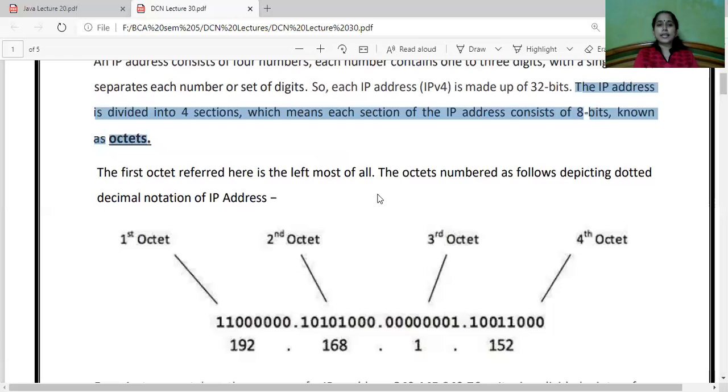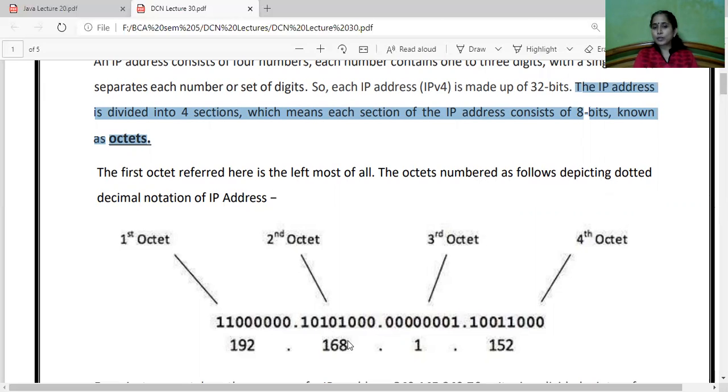The first octet referred to here is the leftmost of all. The octets numbered as follows depict the dotted decimal notation of an IP address. अगर आप 1 1 and 6 times zeros लिखें, तो अगर आप इसको कन्वर्ट करें नंबर कन्वर्जन मेथड से बाइनरी टू डेसिमल, ये आएगा 192.